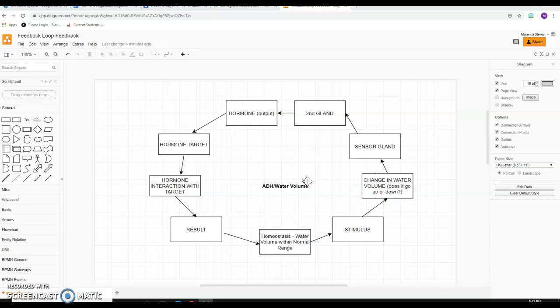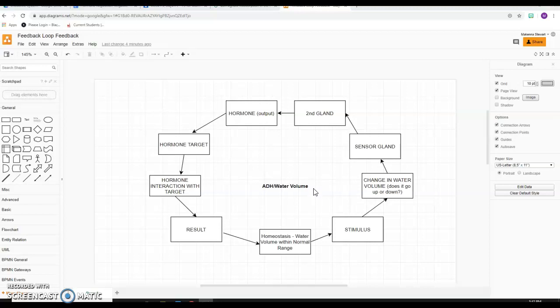Now, ADH, this matters. There is a correct change that goes here, because ADH regulates water volume in a specific way. So like I said in the beginning, you have to first know, what is the action of ADH? Does it typically increase water volume or decrease water volume? If you don't know the answer to that question, that's where you need to start.